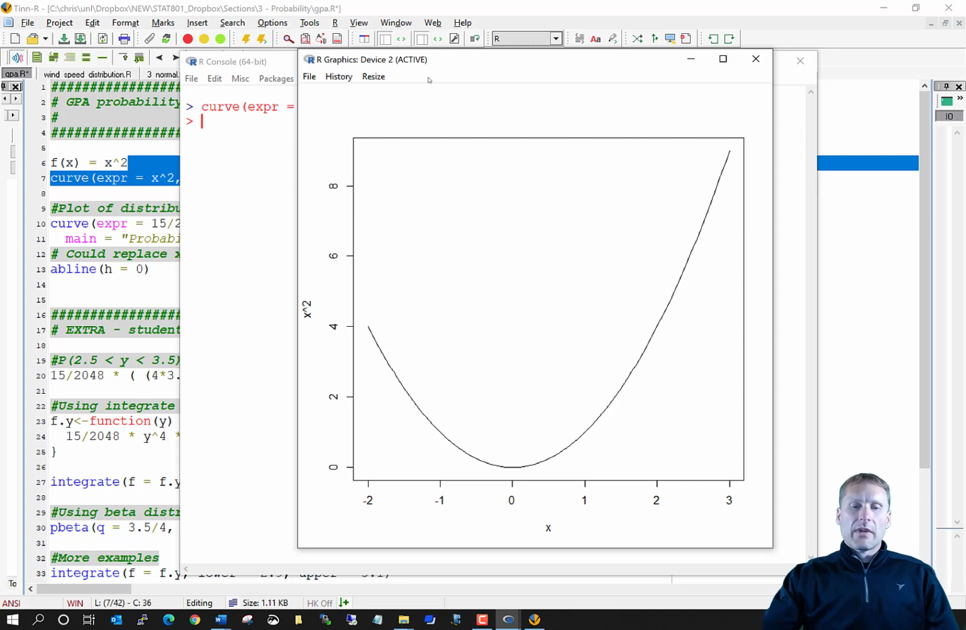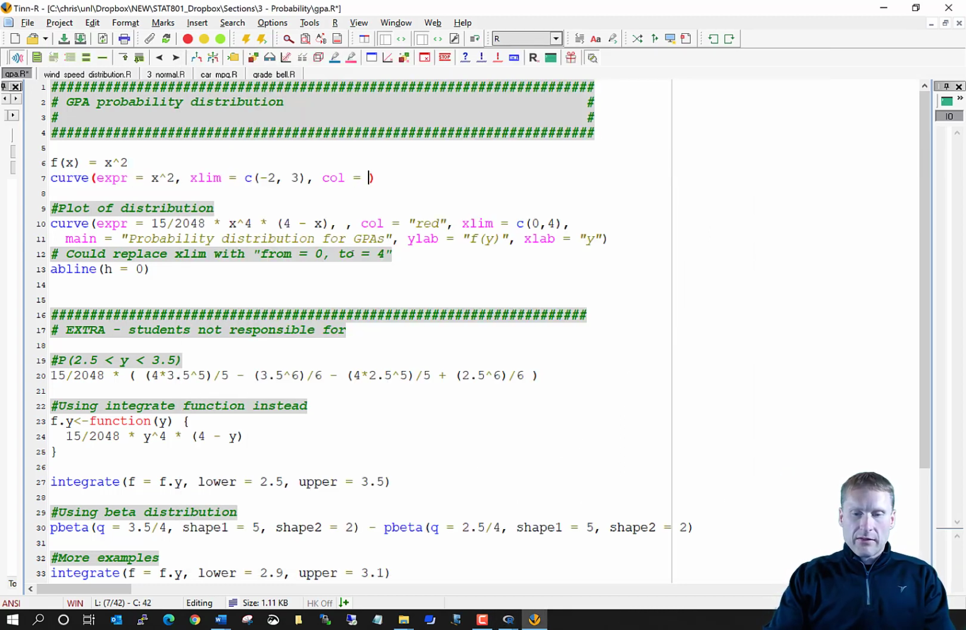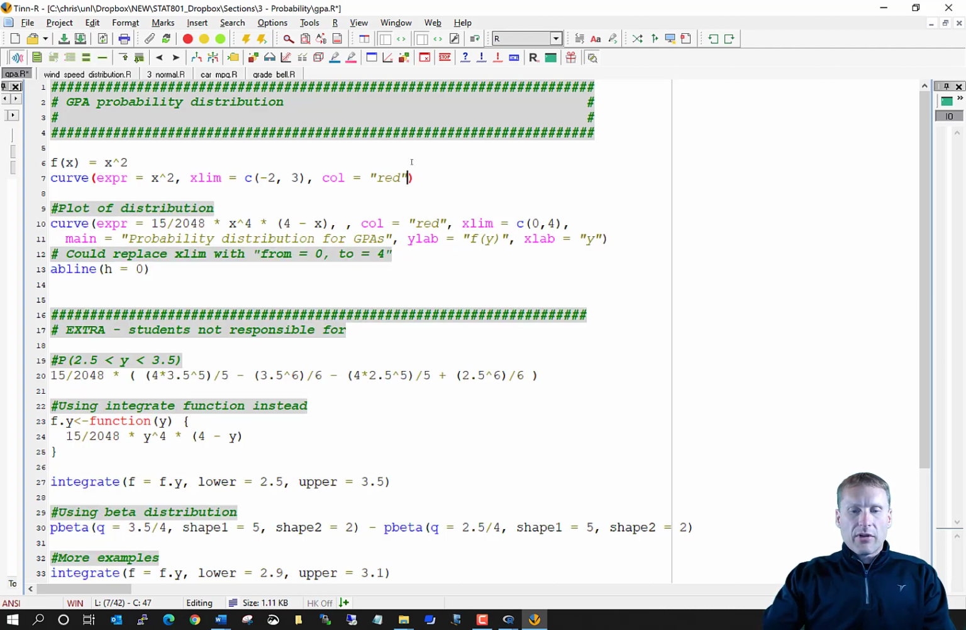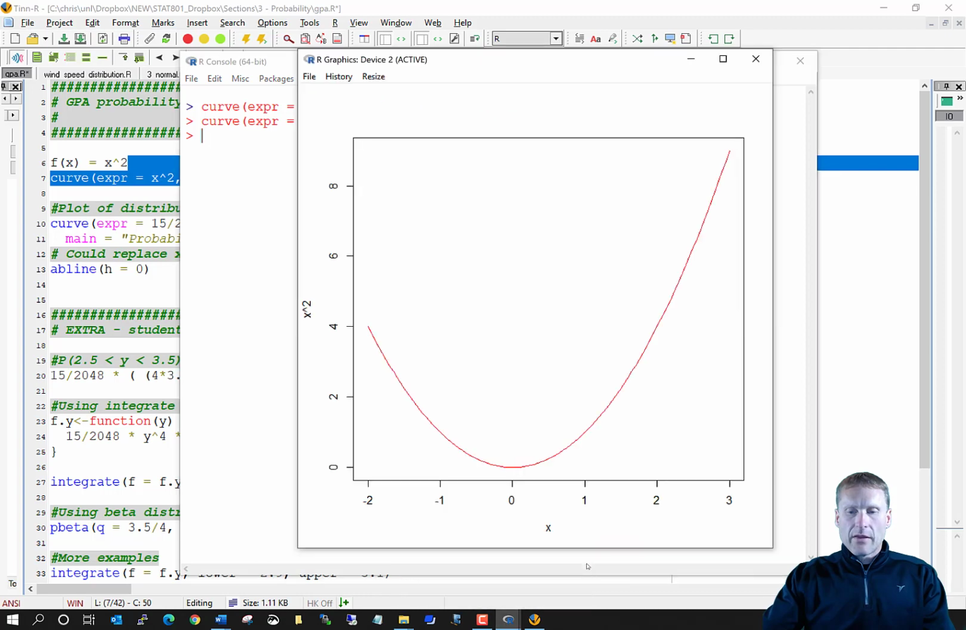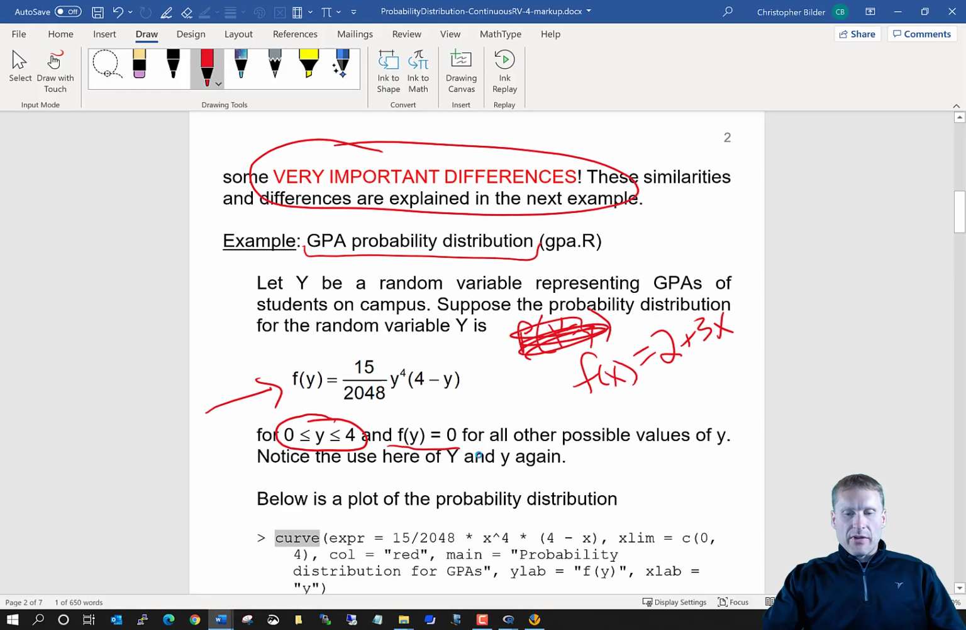If I wanted to make the function a red color instead, I have available to me the same kinds of arguments that we had in the plot function. And there we go, so there's the nice little function. Let's talk about now how we can plot the corresponding probability distribution for these GPAs.